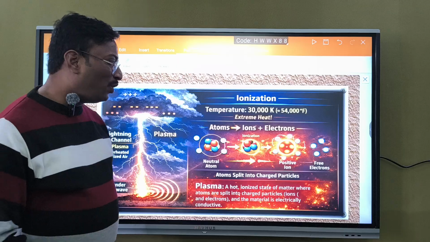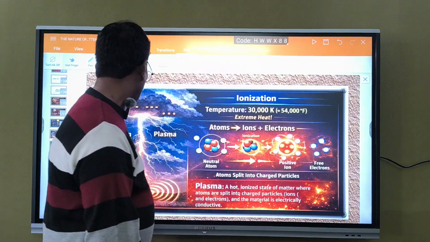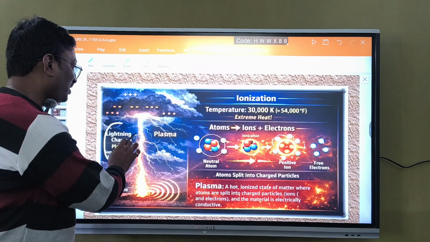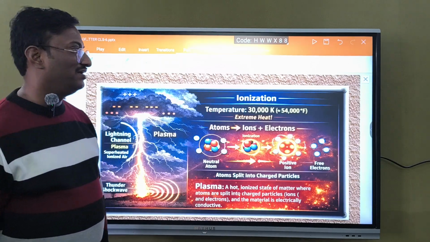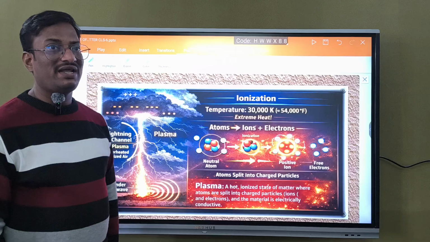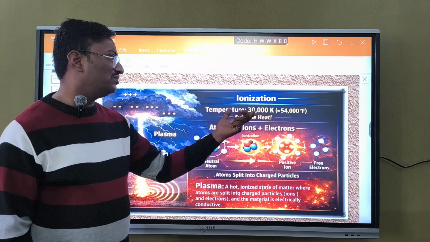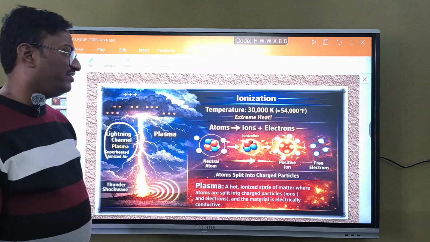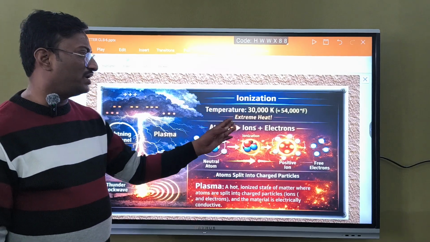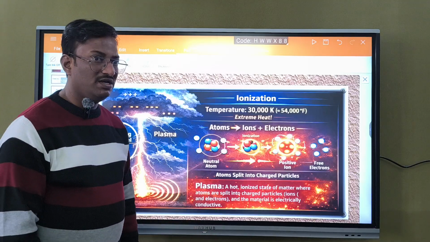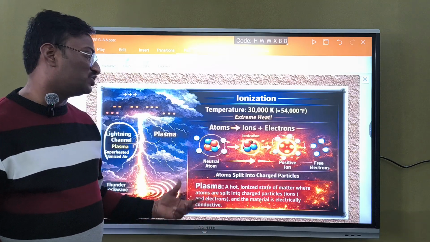And one more beautiful concept, children. What is happening in the case of lightning? When rain comes, we get thunder and lightning. At that time, the temperature is extremely hot, around 30,000 Kelvin. The atoms just convert into ions and electrons. Atoms split into charged particles. That state we call plasma state.